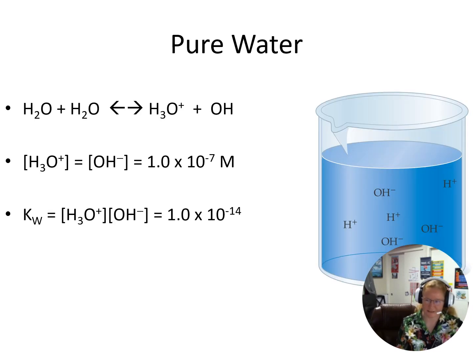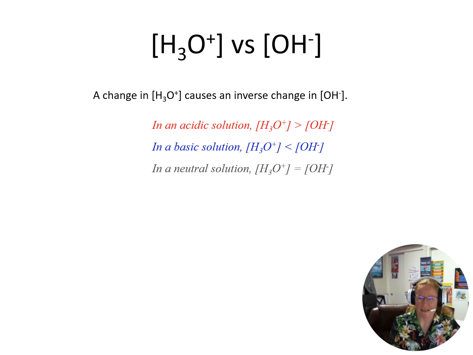All right. And so in pure water, we get this interaction here. And I don't know what happened here, but every time I bring this up, I'm losing my negative signs on my equations. Weird. So in pure deionized water, we get hydronium and hydroxide concentrations equal to each other, and that's 1 times 10 to the negative 7th. And so then our Kw, if I take those concentrations, 1 times 10 to the negative 7th times 1 times 10 to the negative 7th, I get 1 times 10 to the negative 14th. Okay? If I change one, I get the inverse change in the other.